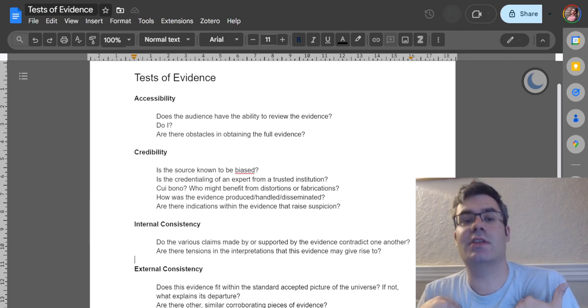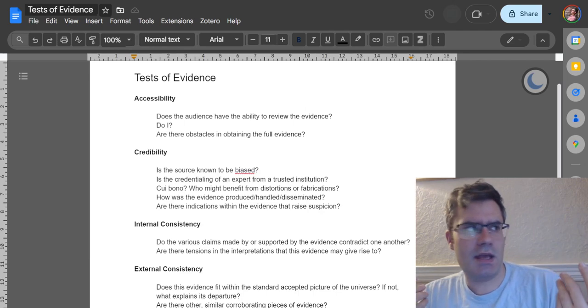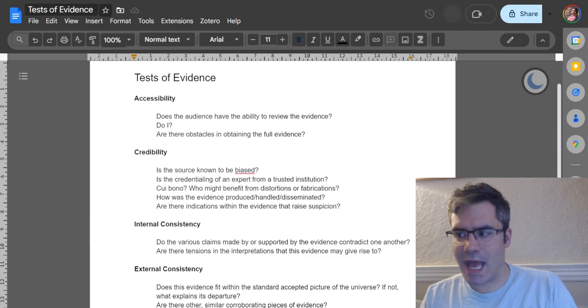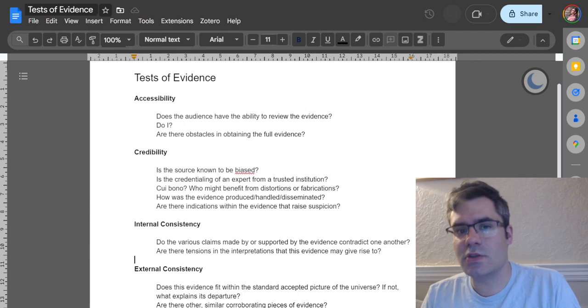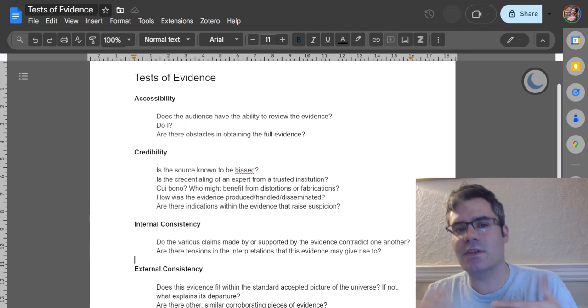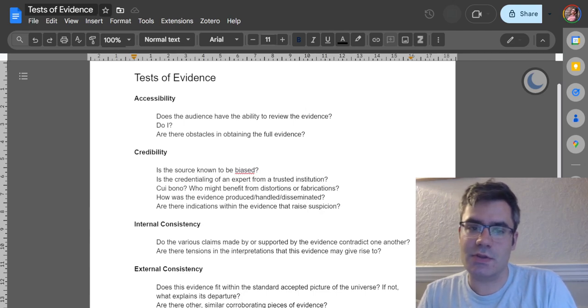Do I have access to the evidence? Is this something that is fully available to me? Was it redacted by the primary source here? Or are there anonymous sources that are cited? There might be different levels of accessibility. There might be very good evidence that poses some obstacles there. And finally, are there obstacles in obtaining the full evidence?